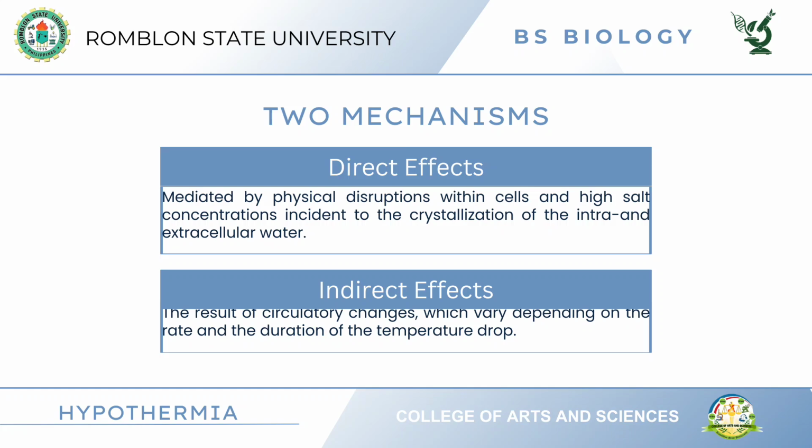Sa indirect effects naman, dito yung epekto ng hypothermia ay nakadepende siya sa rate at saka duration ng temperature drop. So for example, kapag yung body ina-expose sa cold for a long time, nangyayari yung vasoconstriction. Nangyayari siya to conserve heat. Moreover, yung blood vessels, mas nagiging permeable siya, which allows fluid to leak into the tissues and can cause edema. And over time as well, yung damaged tissue na yun, it can shrink and harden or scar, which can lead to long-term damage.